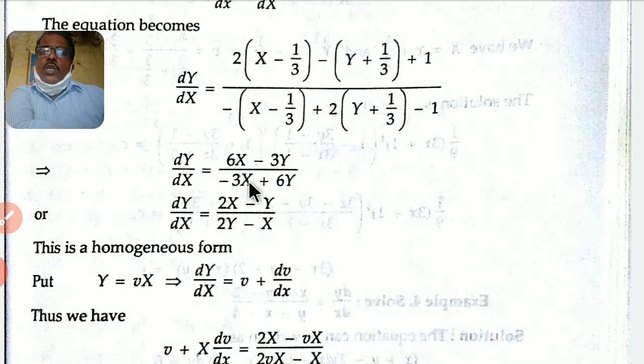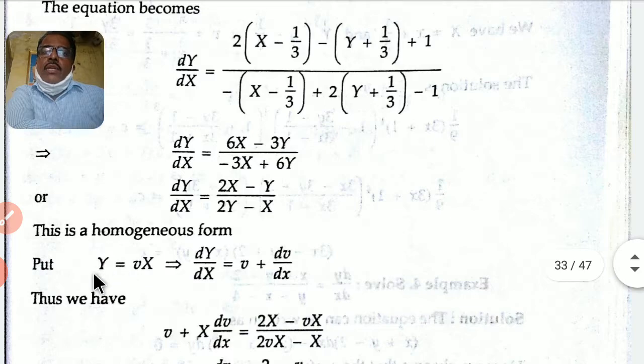This is a homogeneous form, and the degree of each and every term is equal to 1. Next we apply the homogeneous method. For the homogeneous method, we put capital Y equal to small v into x.